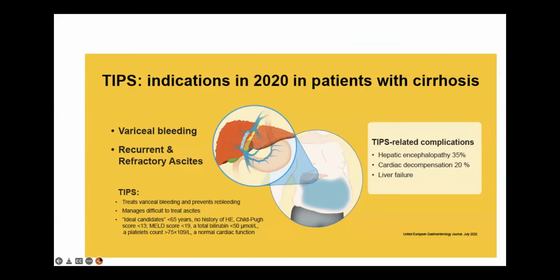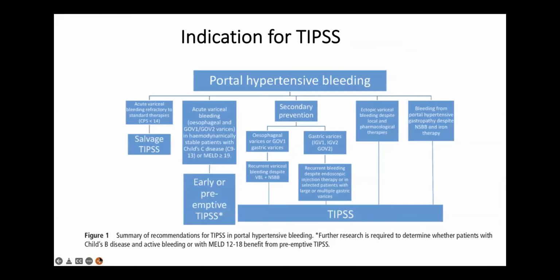The indications for TIPS, variceal bleeding and recurrent or refractory ascites, are the big ones. So I'm going to just elaborate on that here. In terms of portal hypertensive bleeds, there's a big schema, but just to highlight that there is an established case.